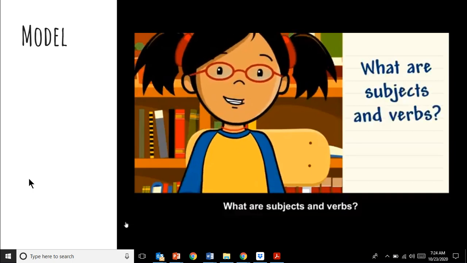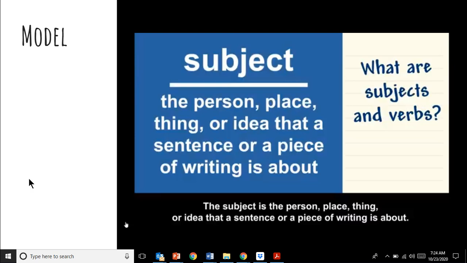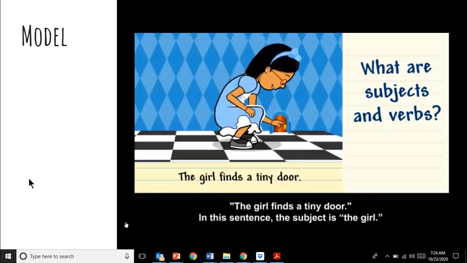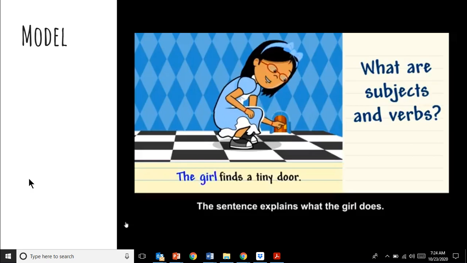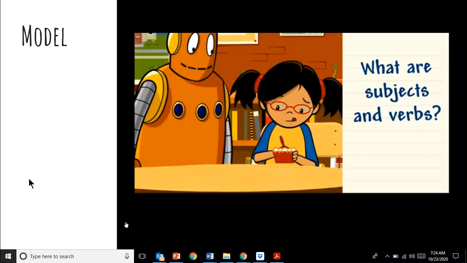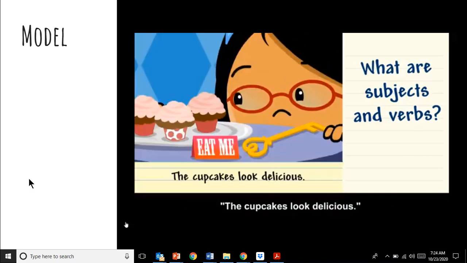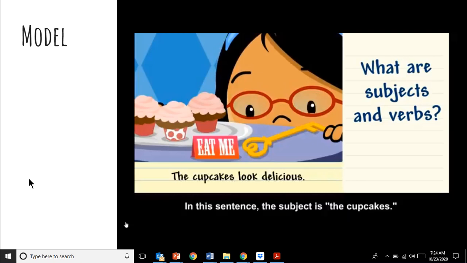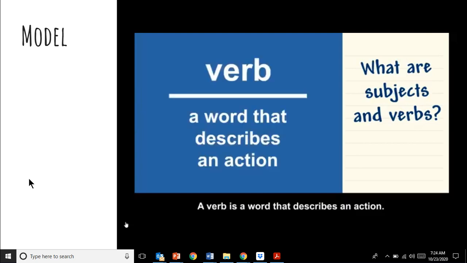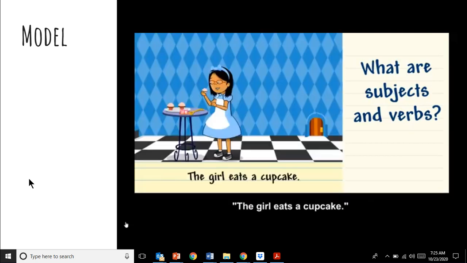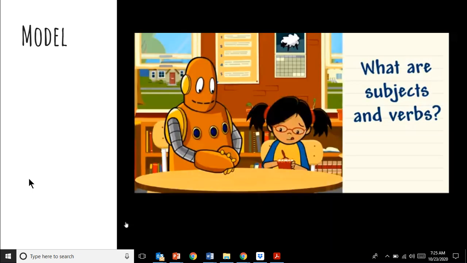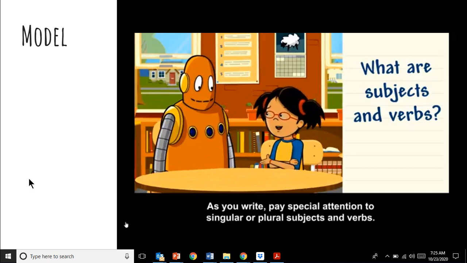What are subjects and verbs? The subject is the person, place, thing, or idea that a sentence or piece of writing is about. The girl finds a tiny door. In this sentence, the subject is the girl. The sentence explains what the girl does. Subjects can be singular and mean one thing, or they can be plural and mean more than one thing. The cupcakes look delicious. In this sentence, the subject is the cupcakes. The subject is plural. A verb is a word that describes an action. The girl eats a cupcake. In this sentence, the verb is eats. It describes what the girl does. As you write, pay special attention to singular or plural subjects and verbs.